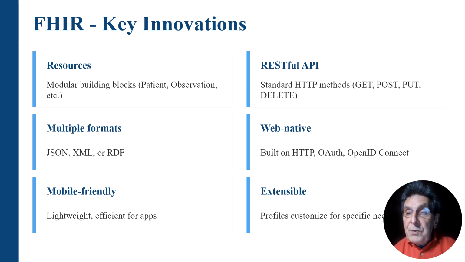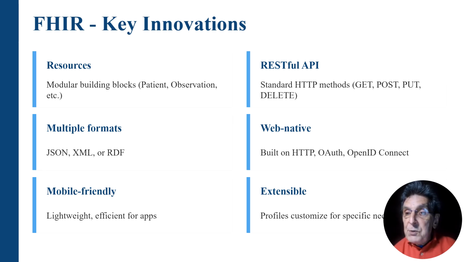Second, there's a RESTful API. FHIR uses standard HTTP methods: get to retrieve data, post to create, put to update, and delete to remove. There's no special transport protocol to learn. If you know HTTP, you know how to talk to a FHIR server. Third, multiple formats. You can use JSON, XML, or RDF, depending on your needs and familiarity. JSON is most common because it's lightweight and JavaScript native, but XML is available for systems that prefer it.